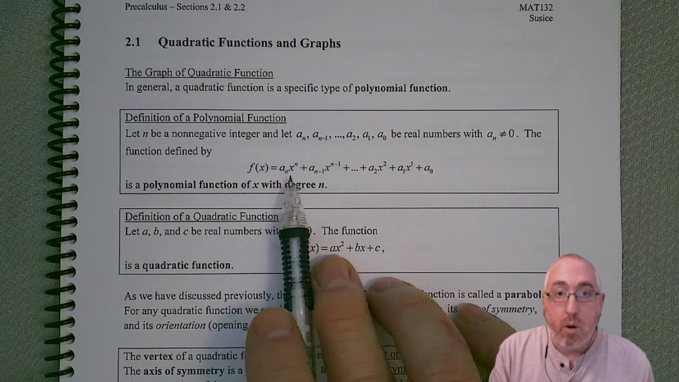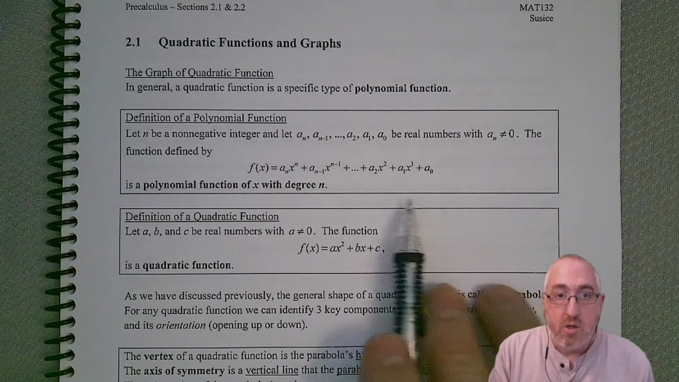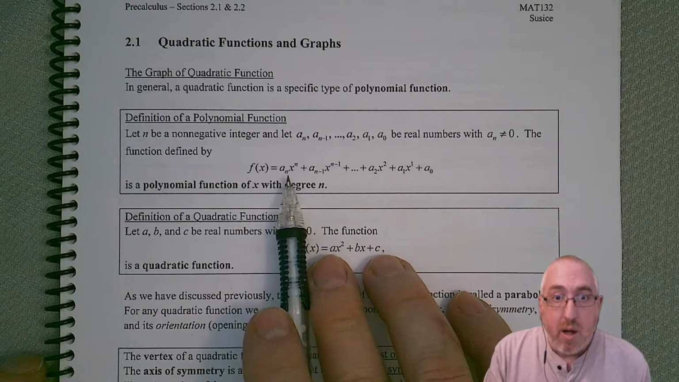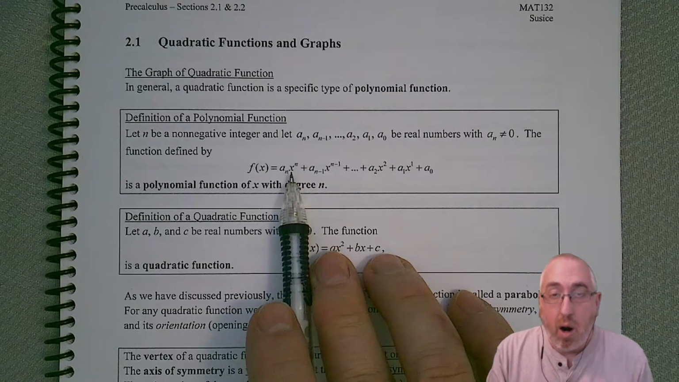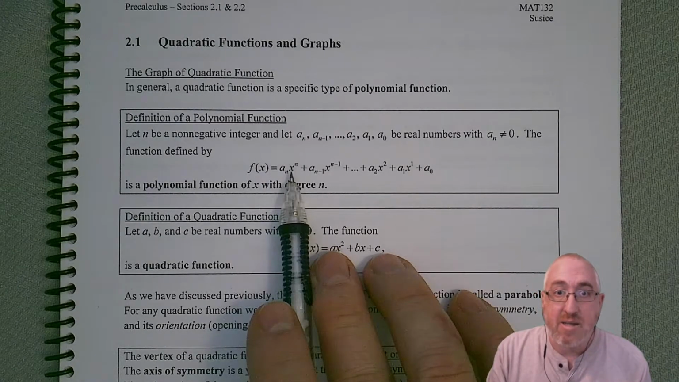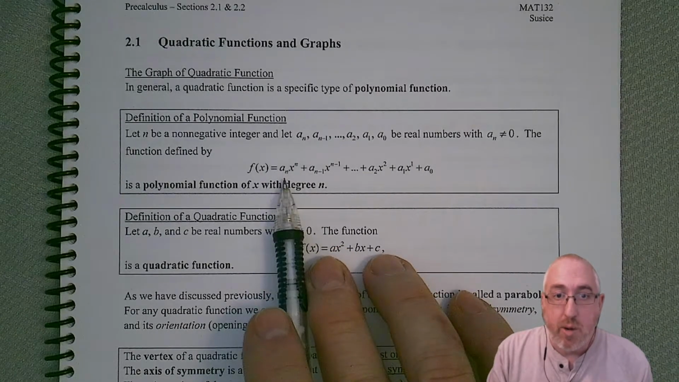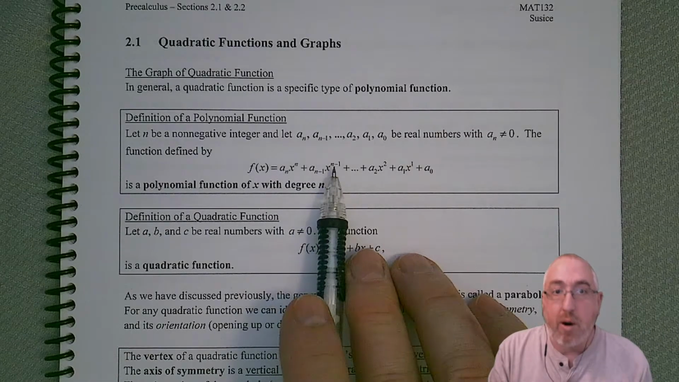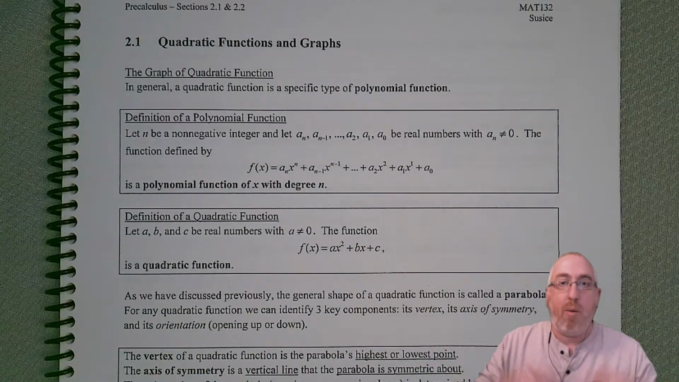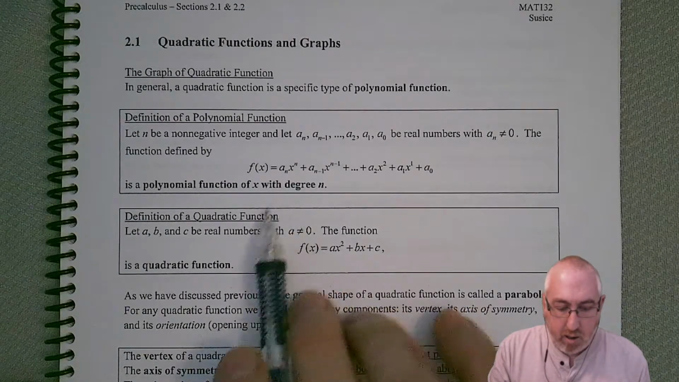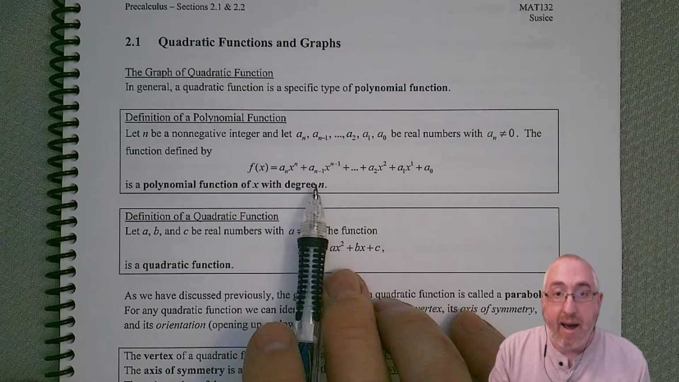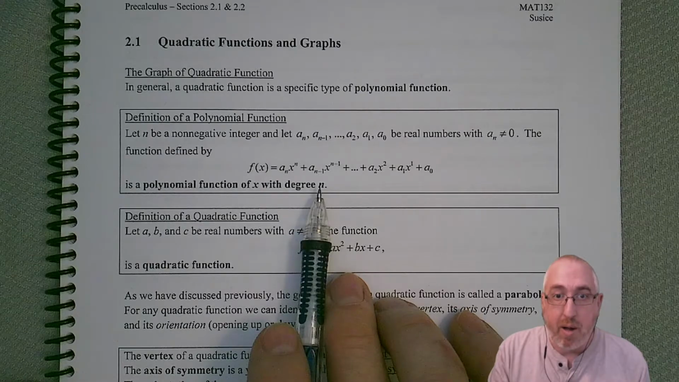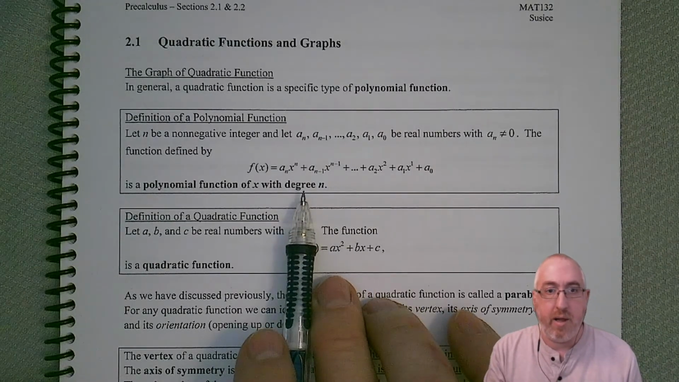So here we have our general format. So with each of those a sub n's, along with those are the corresponding x to the n power. So we have a sub n, x to the n power, a sub n minus 1, x to the n minus 1 power, and so on down the line. And so that would be a general polynomial function of x with degree n. So again, the highest power of the polynomial is the degree of the polynomial. And we're going to come back to that and talk more about that later on.